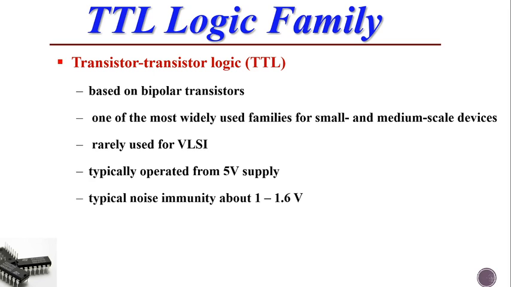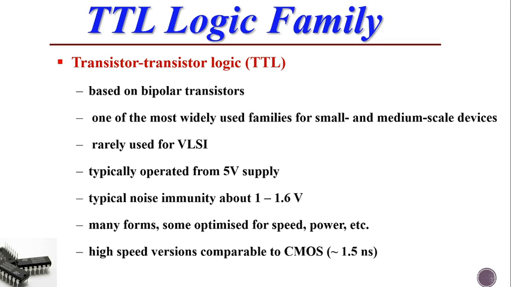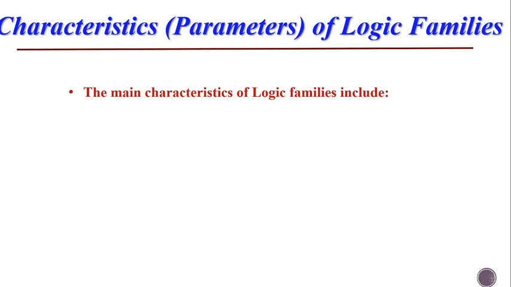Its typical noise immunity is about 1 to 1.6 volt, that is greater than the CMOS ICs. Many forms of this logic family are optimized for speed, power or some other parameters. Some of them are high speed versions comparable to CMOS, approximately 1.5 nanosecond. And low power versions down to about 1 milliwatt per gate are available in the TTL logic family.